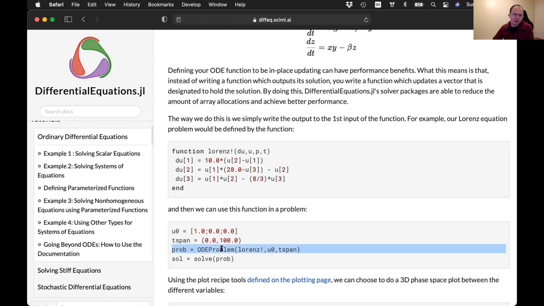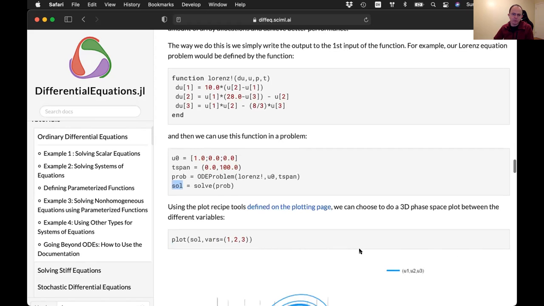And then we just say that our ODE problem is defined by this function, which defines the differential equations. And then we have our initial conditions there, and then we have this t-span, and that gives us an ODE problem. And then we simply solve the ODE problem and we'll get a solution. And after we do that, we'll be able to plot it.